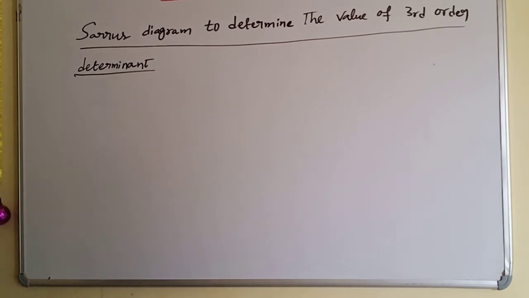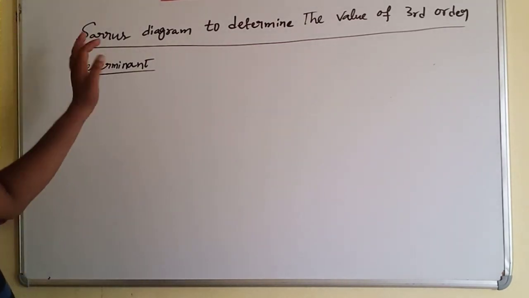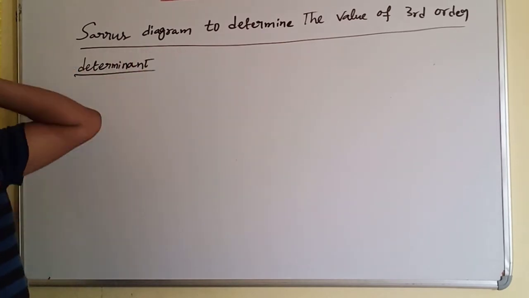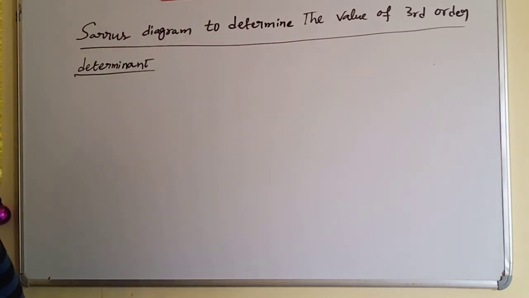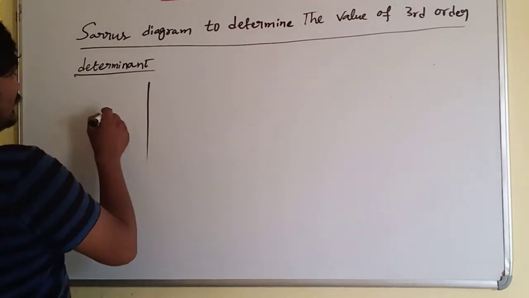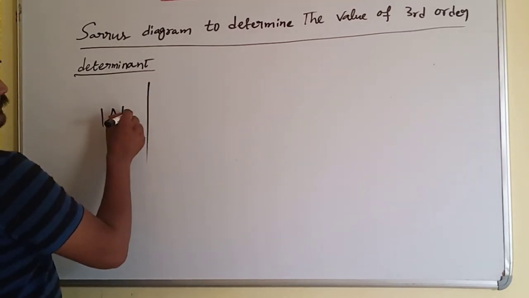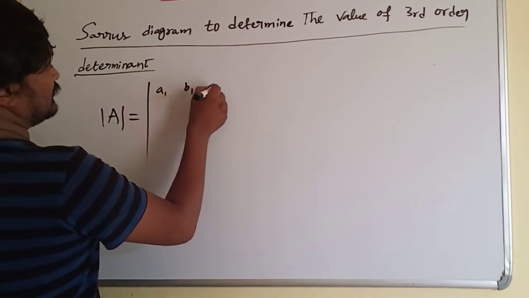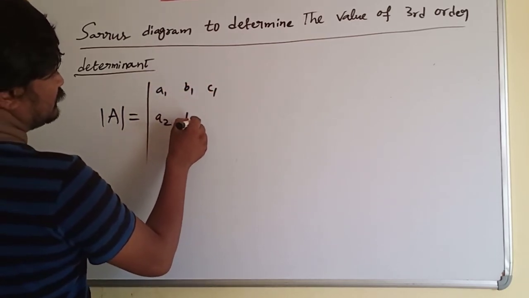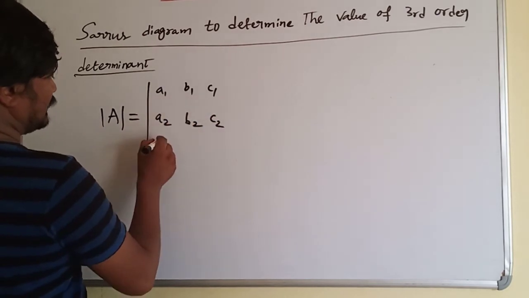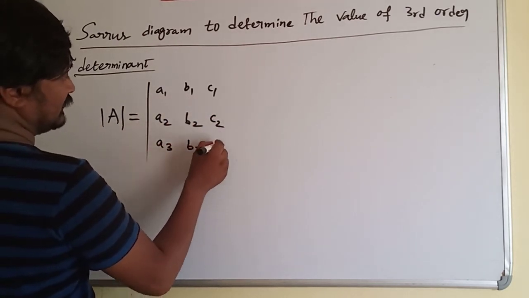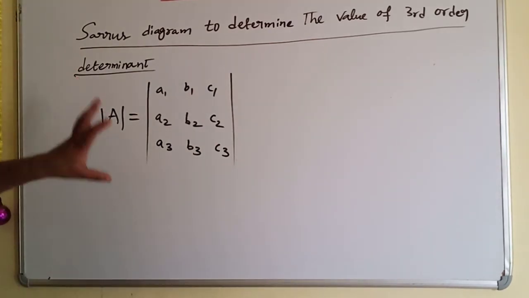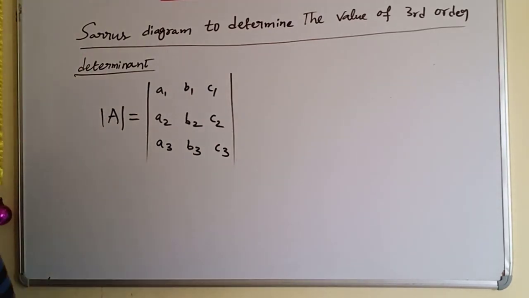Right, students, we are going to the next one. The easiest method to find the determinant of a third order matrix. Last time I already explained that A is equal to A1, B1, C1, A2, B2, C2, A3, B3, C3. How to remember the determinant of this easily?